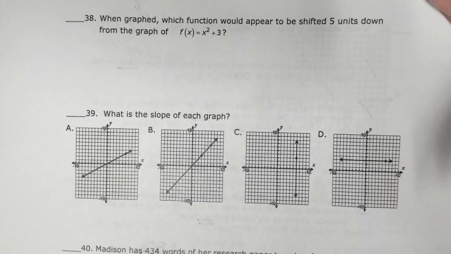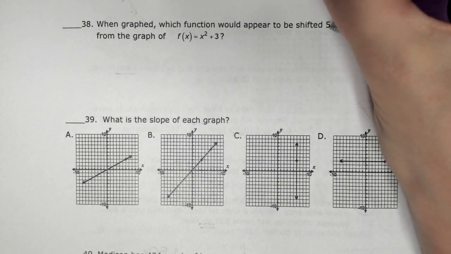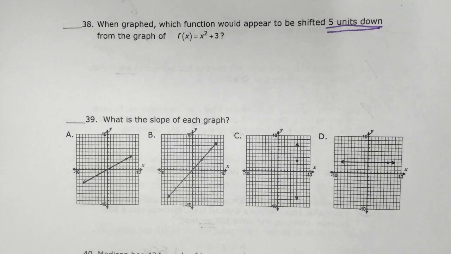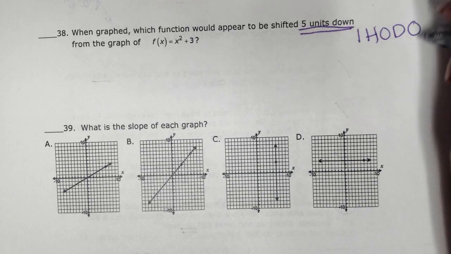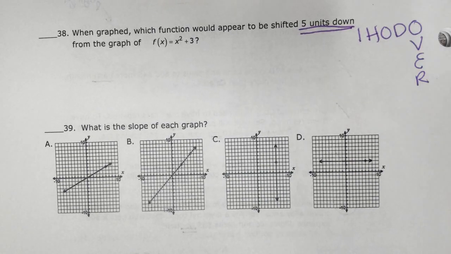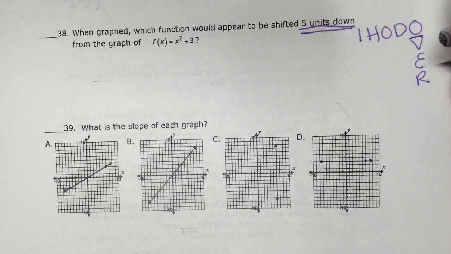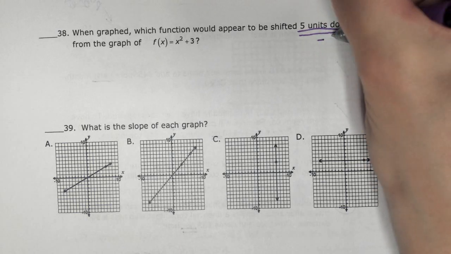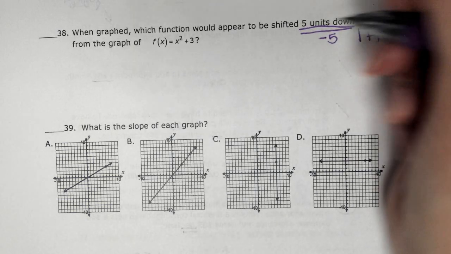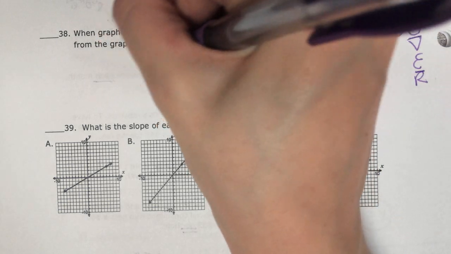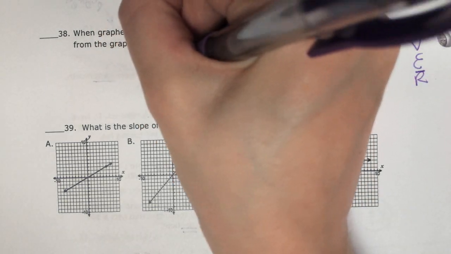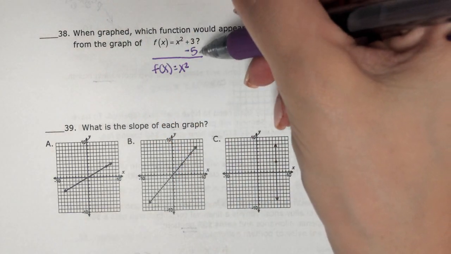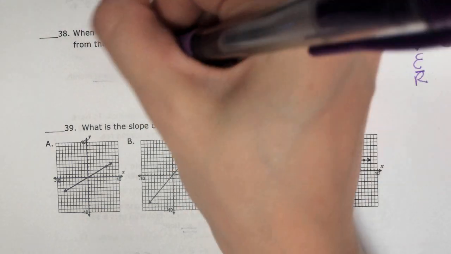When graphed, which function would appear to be shifted 5 units down? Okay, so if we're going down, it's not the horizontal part, it's a vertical change. So the number needs to be outside the parentheses, and it's exactly like you would think. So to make it go down 5, I'm going to subtract 5. So coming over here, I'm going to subtract 5 from that 3. So we get f of x equals x squared, 3 minus 5 is -2.